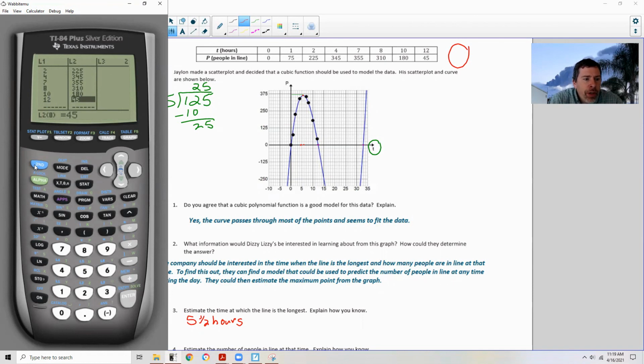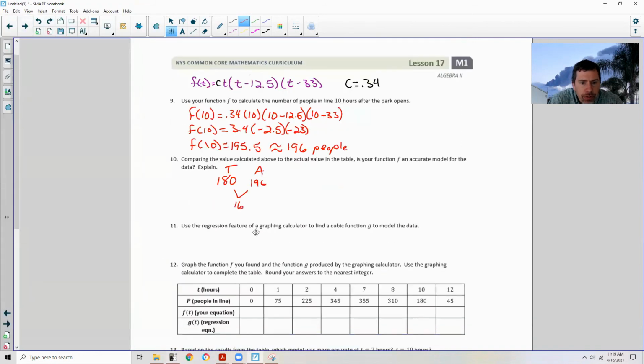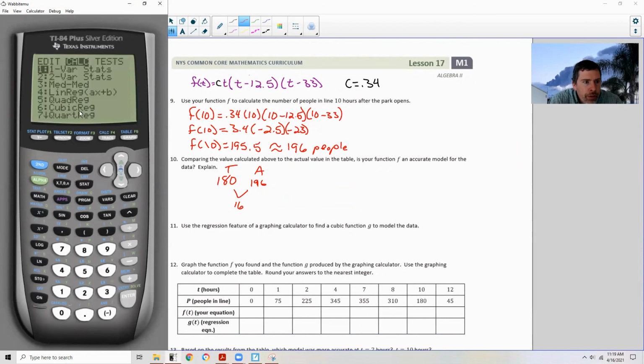Then I'm going to go to my home screen. I'm going to press stat, calculate. And what regression did they ask for? Use a regression feature to find the cubic function. So we're going to do a cubic regression, which is 6. So let me start that over. Clear, stat, arrow over to calculate. We want a cubic regression, which is 6. We want L1 and L2 to be our X and Y, and you just hit enter until it says calculate. And there are our values.